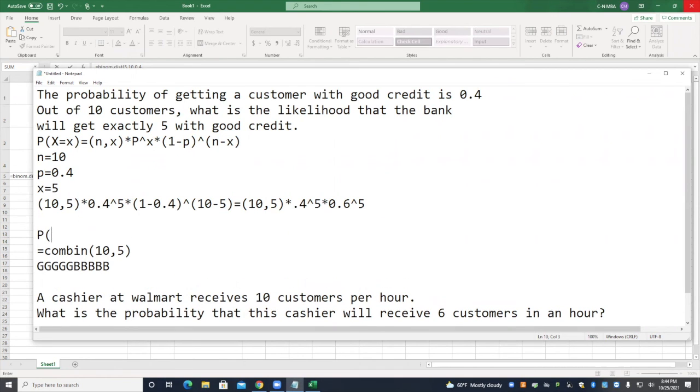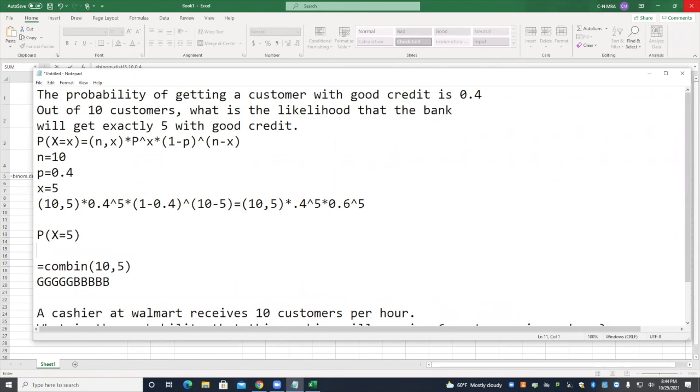If I write probability x equals 5, that is an individual probability. But if I write probability x less than or equal to 5, that is the probability that x equals 0, or x equals 1, or x equals 2, or x equals 3, or x equals 4, or x equals 5.